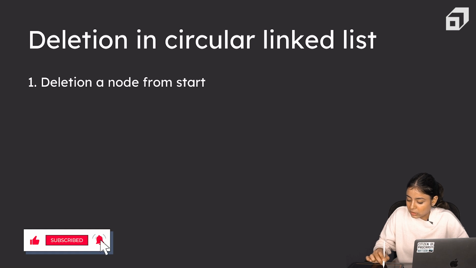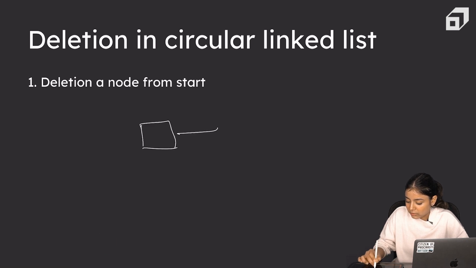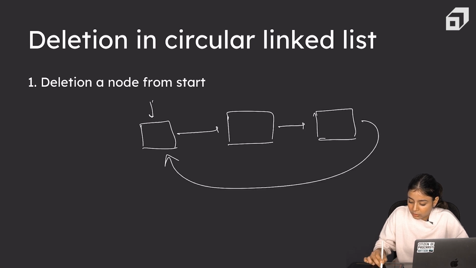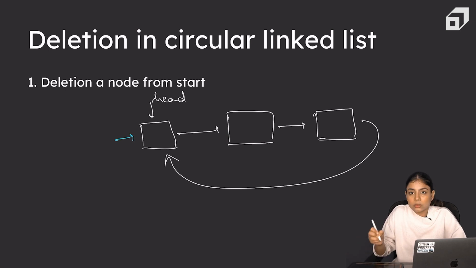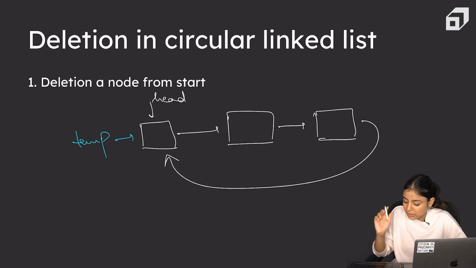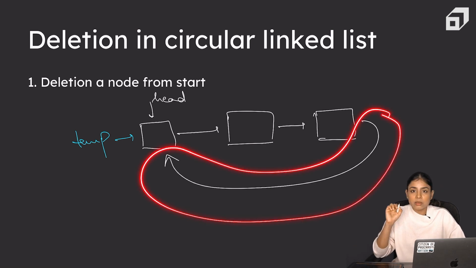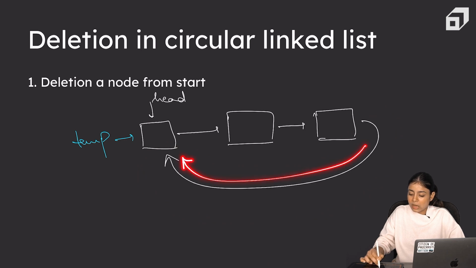What happens when you try to delete a node from the start of my circular linked list? This means I am trying to delete my head node. In this case, firstly, we should make the node that needs to be deleted pointed to by a pointer. So let's say temp is pointing to the node that is to be deleted. After that, I need to change this link, right? Because this link points to the head. The last node's next points to the head. Now head will get updated because head is getting deleted. So I need to update this link as well.